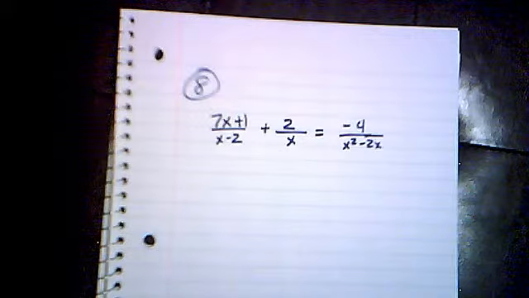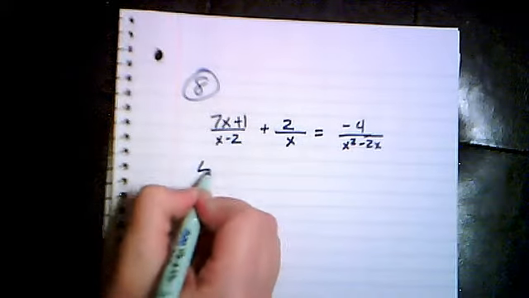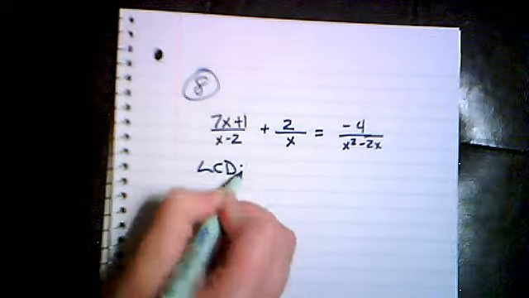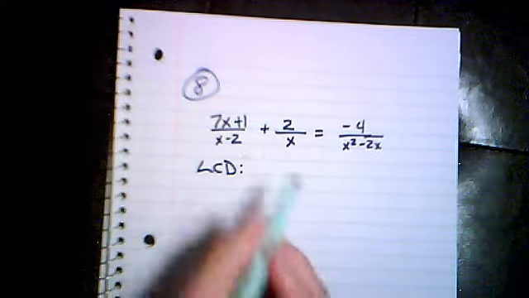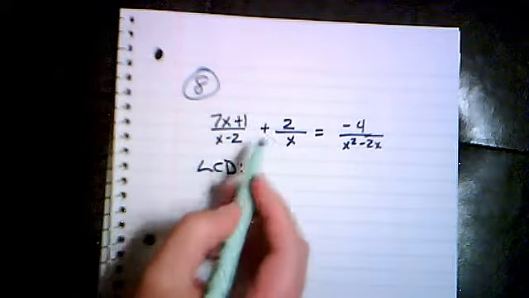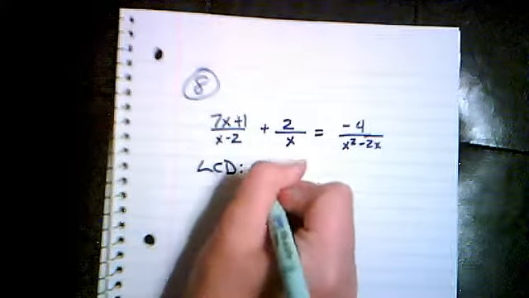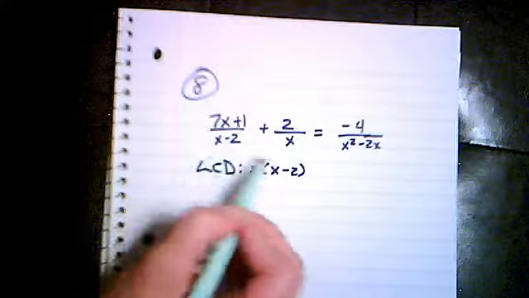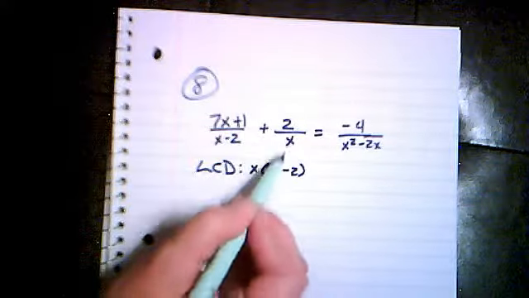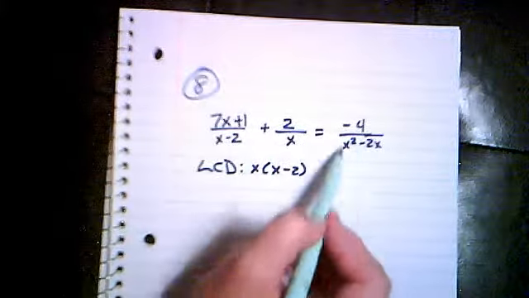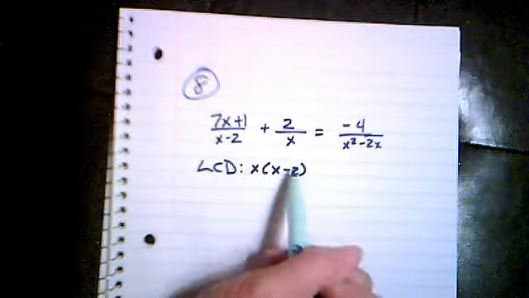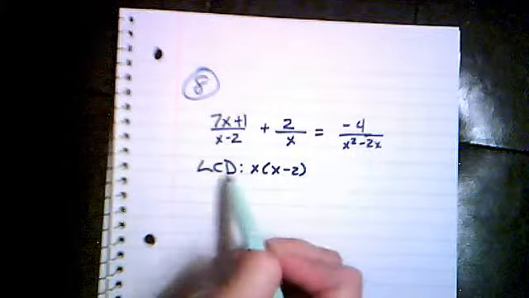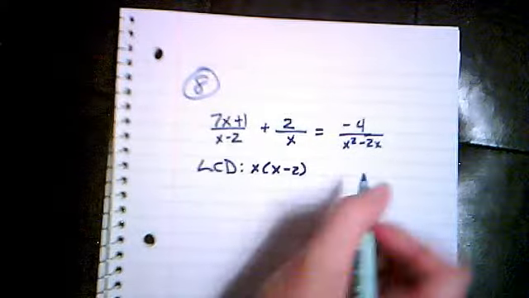Now another rational function. First of all, let's identify the LCD in my problem number 8. So the LCD is going to be x times x minus 2. The x minus 2 is covered here, the x is covered here, and this one is a product of these two. So this LCD covers every single thing that we have.